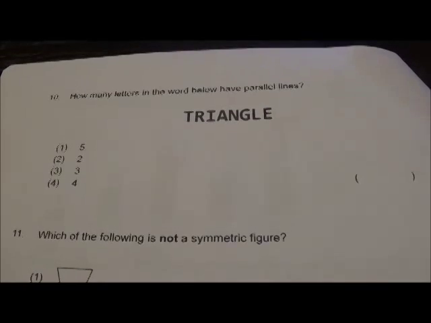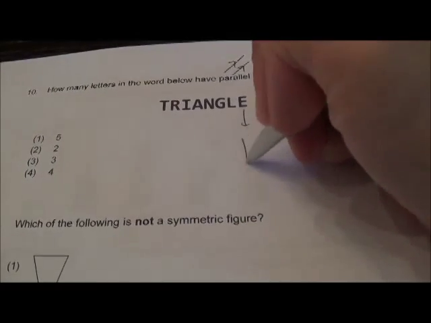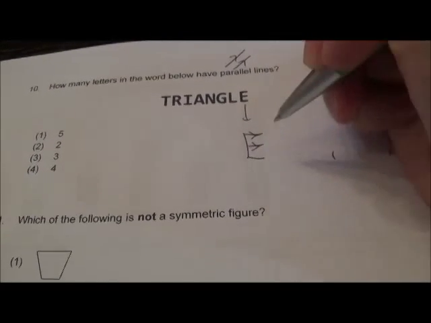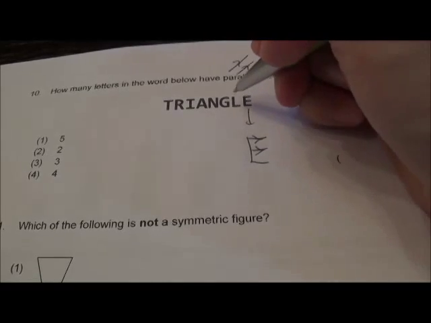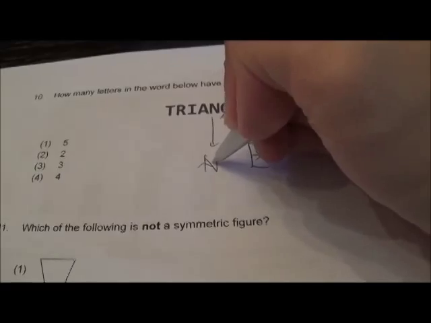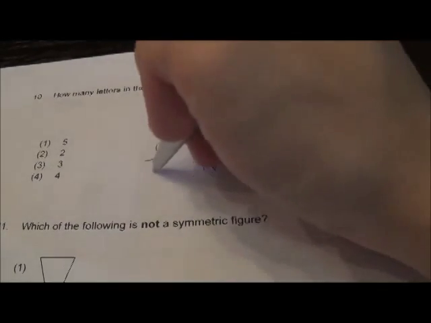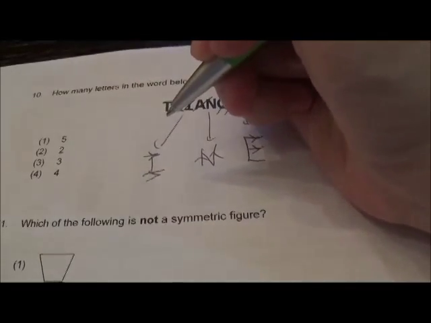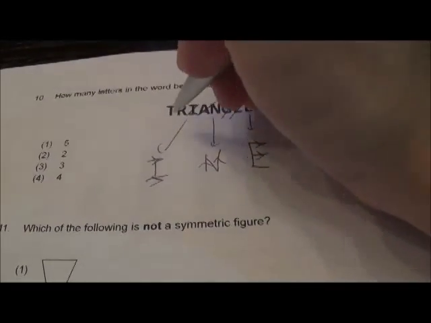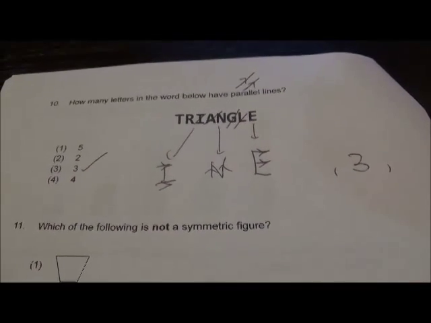Question 10. How many letters in the word below have parallel lines? Okay, remember parallel lines means 2 lines not touching each other. Okay, you look at your E. These are parallel lines, right? They don't touch each other. L doesn't have, G doesn't have. Okay, look at your N. These are parallel lines that won't touch each other. A doesn't have. Okay, you look at your I. These are parallel lines. So altogether you have 1, 2, 3. Question 10 answer is 3.